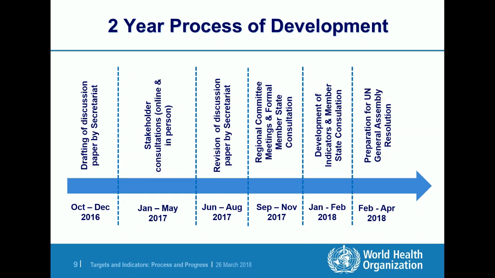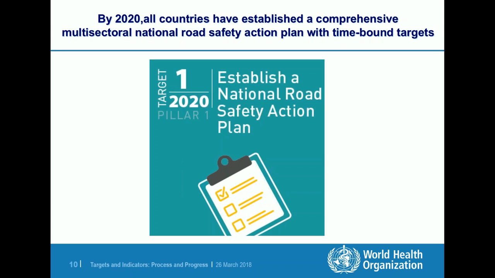At this stage, we are now preparing for a UN General Assembly resolution which will welcome these targets, and the hope after this is that member states will then begin the process of adopting national targets based on these global targets and implement the suggested actions that are proposed in the indicators document. So at this time, I'd like to go through each of the 12 targets that have been agreed upon.